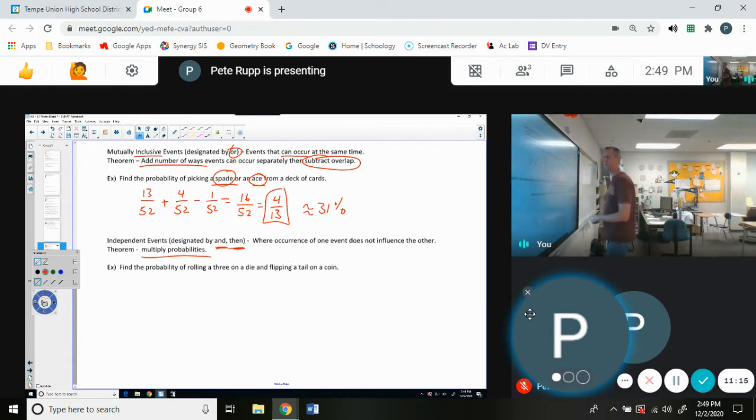So you're going to find both probabilities and multiply them together. The probability of rolling a 3 on a die is 1 out of 6 total. Flipping a tail on a coin is 1 out of 2 total. So that gives us 1 out of 12 for doing both. Okay. Next.